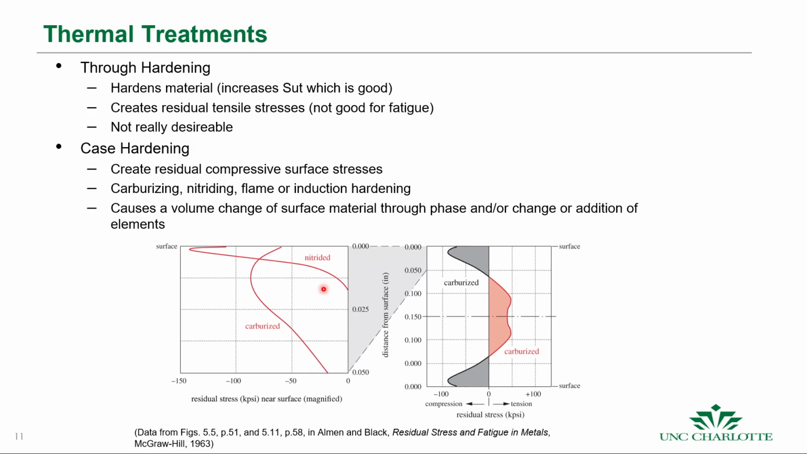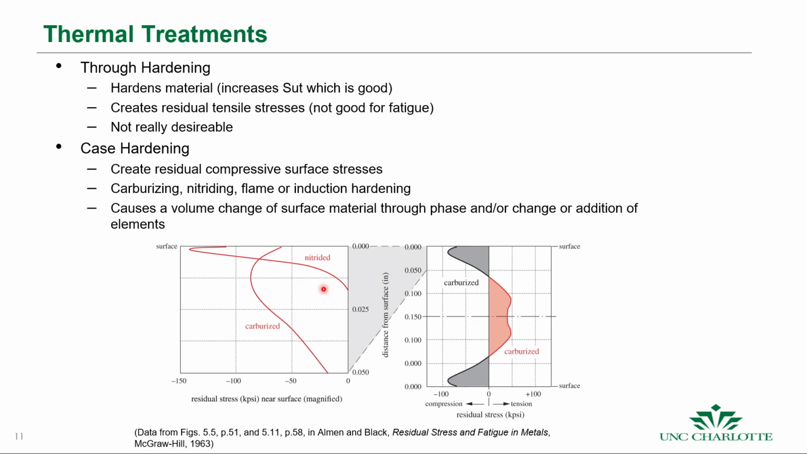Through hardening, which we said is not great for fatigue, hardens the material, which increases its ultimate tensile strength, which is traditionally good, but it creates residual tensile stresses, which promotes crack growth, and that's not good for fatigue. So it's not really desirable for increased fatigue life. Case hardening, on the other hand, where we harden the outer surface of the material, is wonderful because it can create residual compressive stresses at the surfaces.